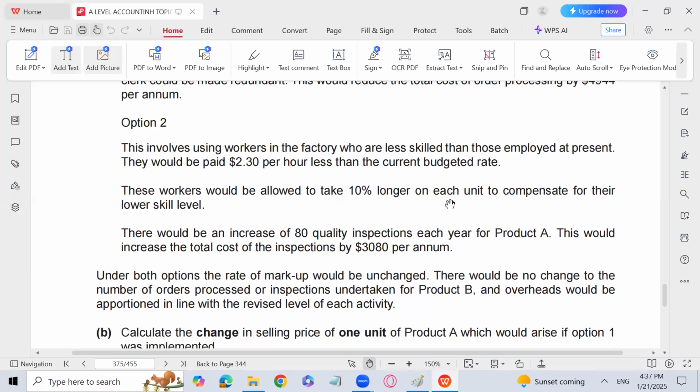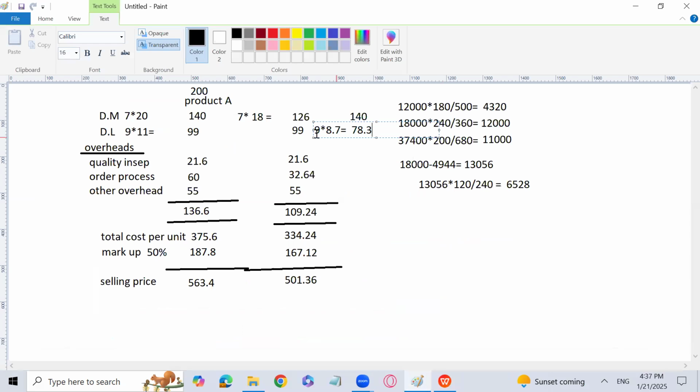These workers would be allowed to take 10% longer on each unit to compensate for their lower skill level. So there is a quick change again. It means that 9 hours is not being taken now; we have to take 10% longer. So that is going to be 9.9 multiplied by 8.7, and that will be our direct labor cost per unit. How much is it going to be? 86.13. How does it become that? We were taking 9 hours, but now because of the less skilled workers, they are taking 10% more hours, which is 0.9. So the hours they are taking are 9.9, and the rate we are paying is lower. Previously we were paying $11. Now we are paying 8.7 per hour, 2.3 less than the usual rate. So the direct labor will become 86.13.